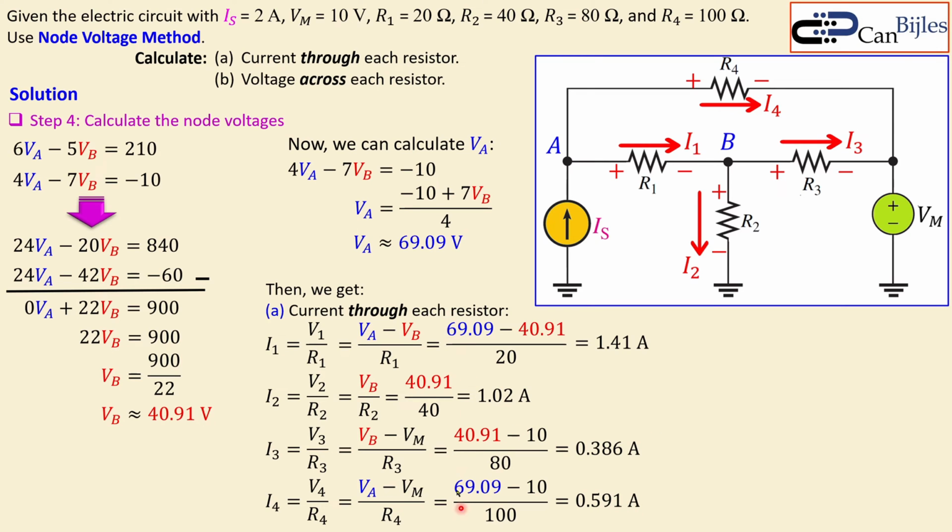Now we have the answers for question A. Moving on to question B, which is the voltage across each resistor. That is really straightforward. We already did that in our analysis in question A, I mean.